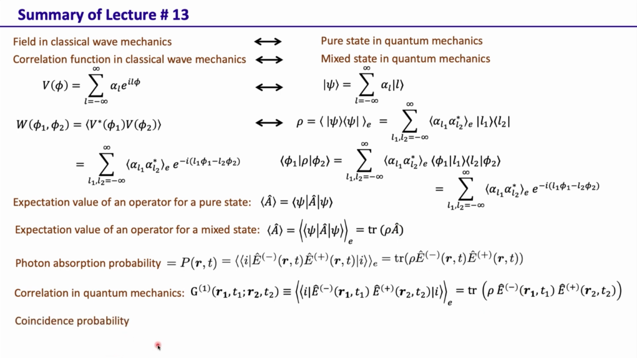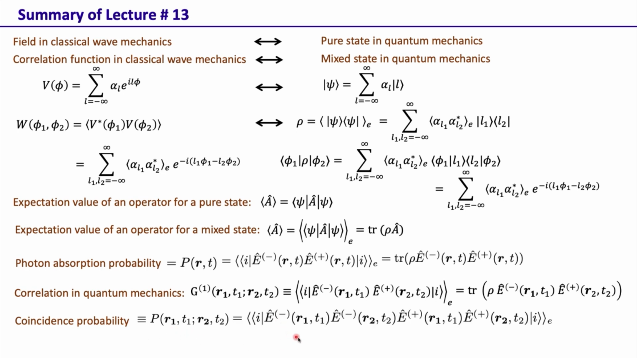So now in quantum mechanics, we can also ask the question: what is the probability of detecting one photon at R1T1 and another photon, that is a second photon, at R2T2? We don't have an analogous question in classical wave mechanics. So this quantity is given by E minus R1T1, E minus R2T2, E plus R1T1, E plus R2T2, and then this ensemble average. Again, we can write this as the rho density matrix times this operator.